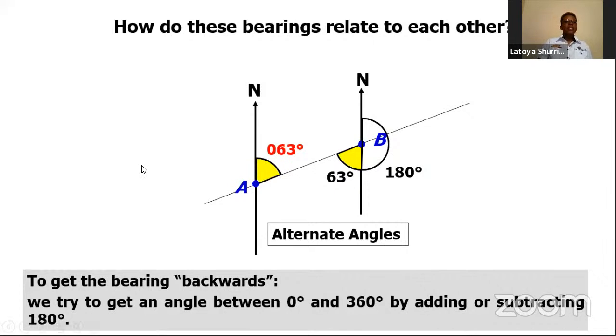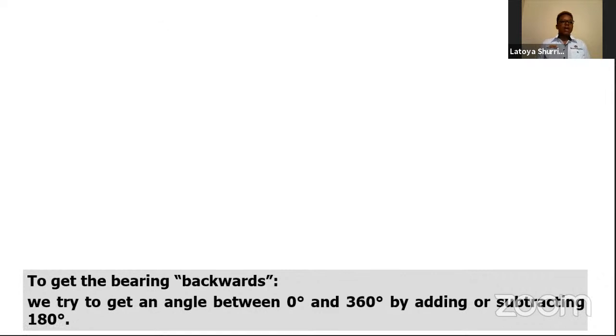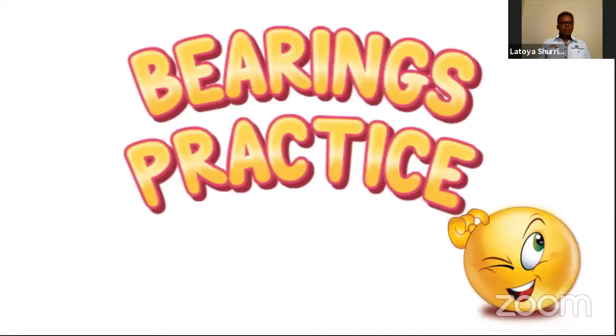So if you were only given the bearing from A to B, and you were asked to find the bearing from B to A, then you could simply add or subtract, depending on the situation, 180 degrees to that bearing, and you would get your backward or return journey. So, all right, we've spoken a lot. Let's put into practice what we would have been talking about a little more.